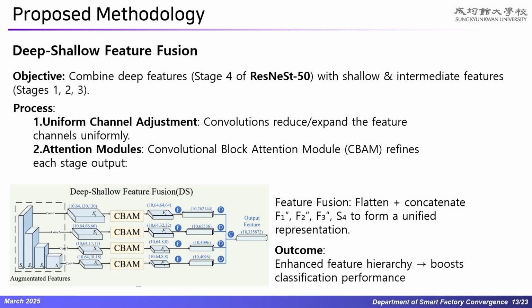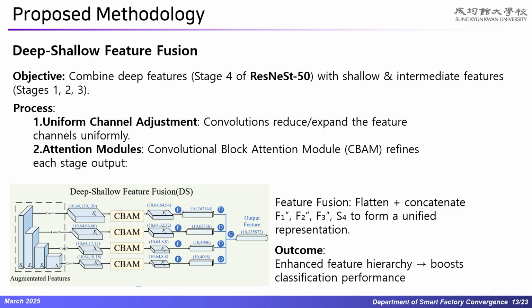So, last but not least is the deep-shallow feature fusion. And I think this is the simplest one to understand. In this final component, we fuse both deep stage 4 features and shallow intermediate stages 1 to 3 within the backbone network of ResNeSt 50 to create a richer feature set. So the ResNeSt 50 has 4 stages, S1, S2, S3, S4.